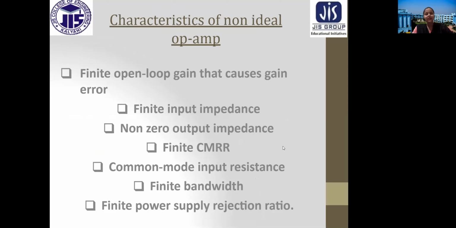So what are the characteristics of a practical op-amp? How does it differ from an ideal one? First of all, its open loop gain is finite, that causes gain error. In the case of an ideal op-amp, we had an infinite open loop gain. Again, input impedance is finite, non-zero output impedance, finite CMRR, that is common mode rejection ratio, common mode input resistance, finite bandwidth, and finite power supply rejection ratio.